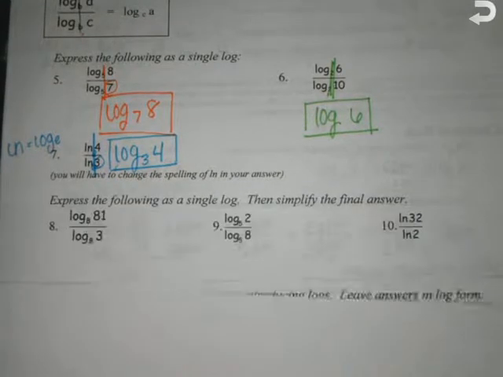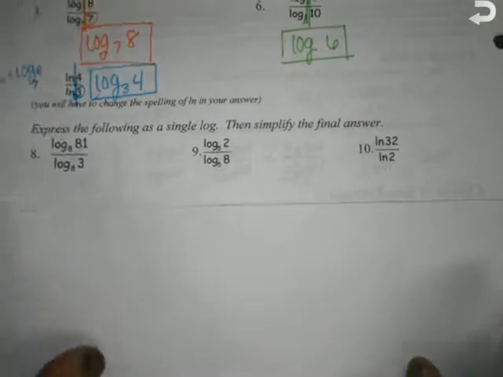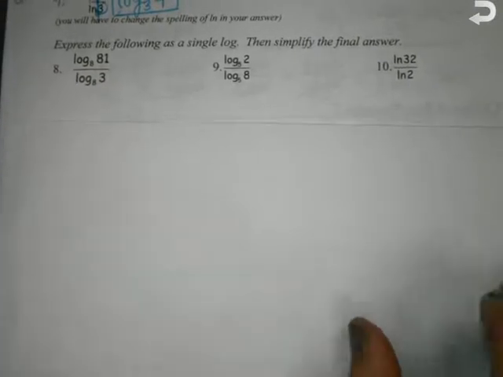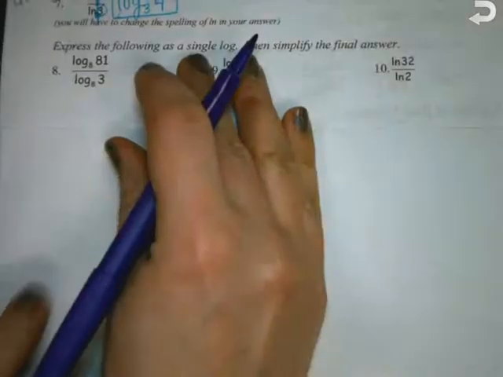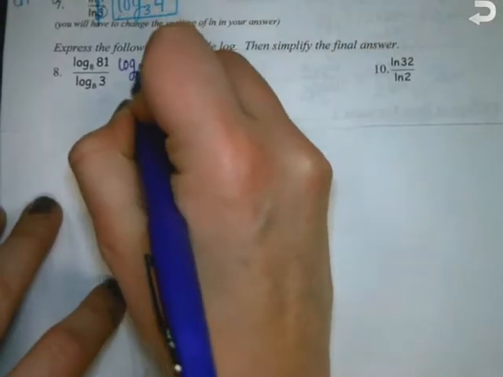So what we are going to do for 8, 9, and 10, we want to express the following as a single log, and then you're going to have to simplify your answer as much as possible. Okay? So number 8, how would I rewrite that as a regular log? Log base 3 of 81. Can I simplify that at all?